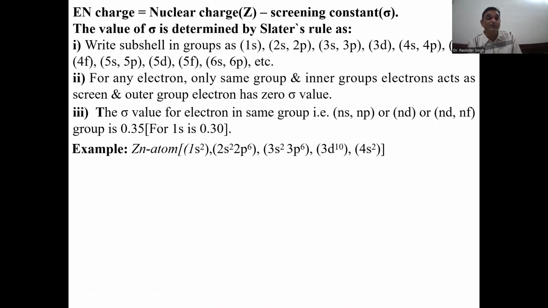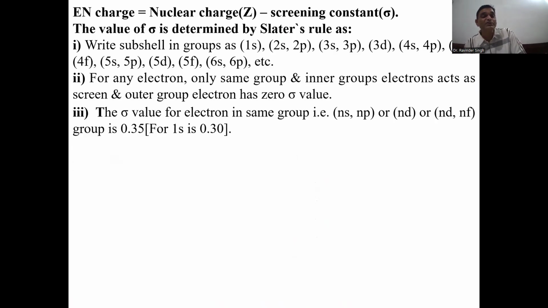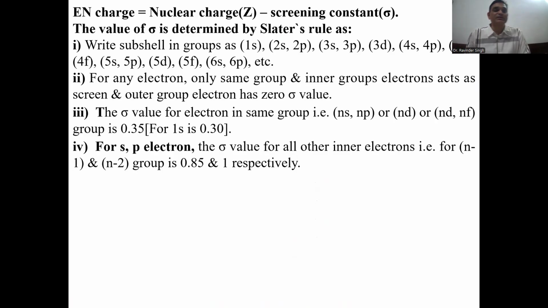So when any question is asked in such a way that, for any atom, what is the effective nuclear charge experienced by a 1s electron, then you will write the value of the screening constant for that 1s electron as 0.30, right? Now the next rule is the next one.